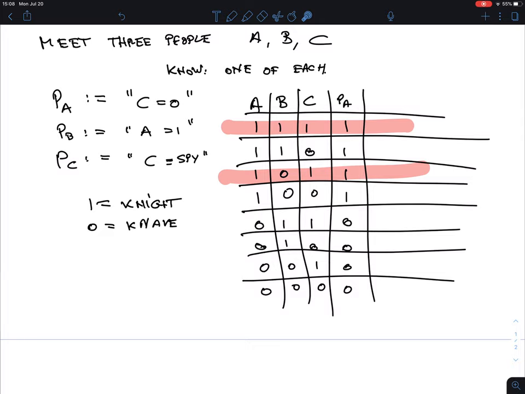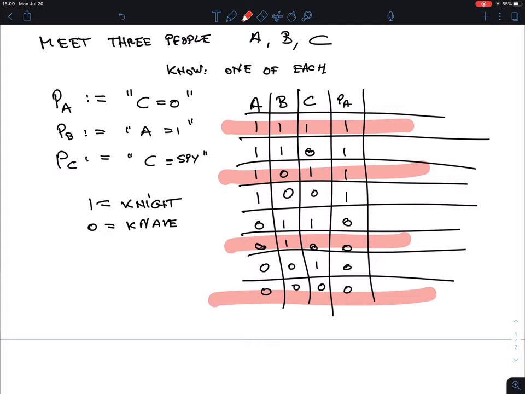What about the next line? This says it's a lie. It is not true that C is zero. Yeah, but C is zero. So this is now clearly impossible, so we can rule it out. And for the same reason, this one cannot be ruled out. And for the same reason, this is false. We're saying that PA is false, C is not zero. Yeah, but C is zero, so no, that doesn't fit the situation. So we have ruled these out.